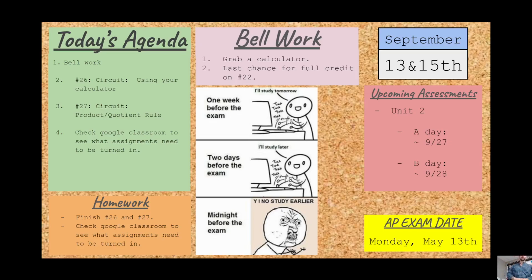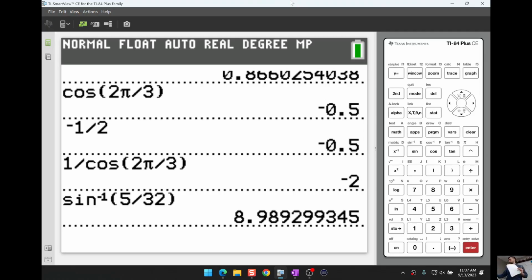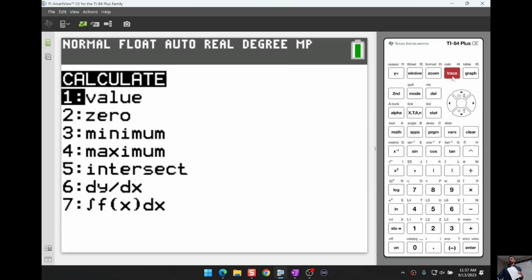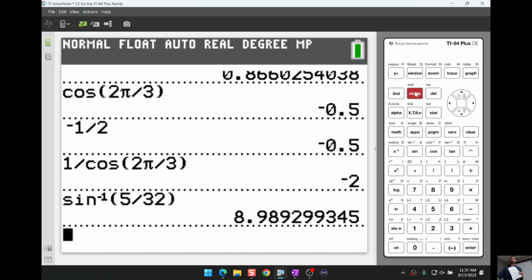I don't typically give you two different circuits in one day, but that's just kind of the way it fell. So we're going to start off with number 26, the calculator one. Do you know your calculator? All of those are just, can you figure them out with graphing and with tracing? A lot of them are going to be when you graph something, doing second trace, and either finding x-intercepts or maxes or mins or intersections, making sure that you can do all of that.